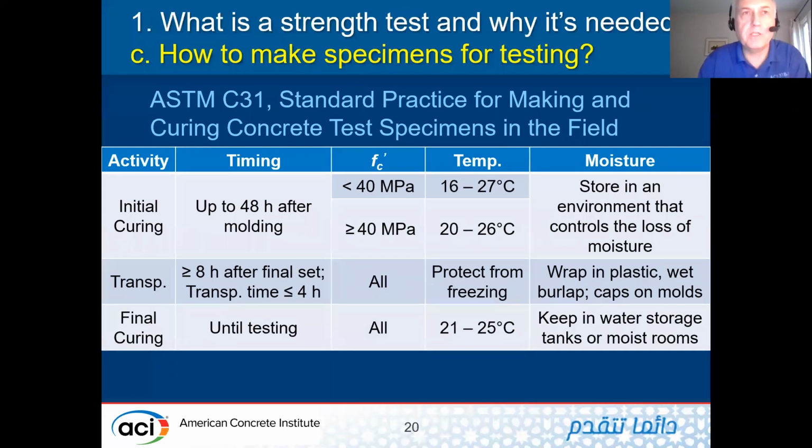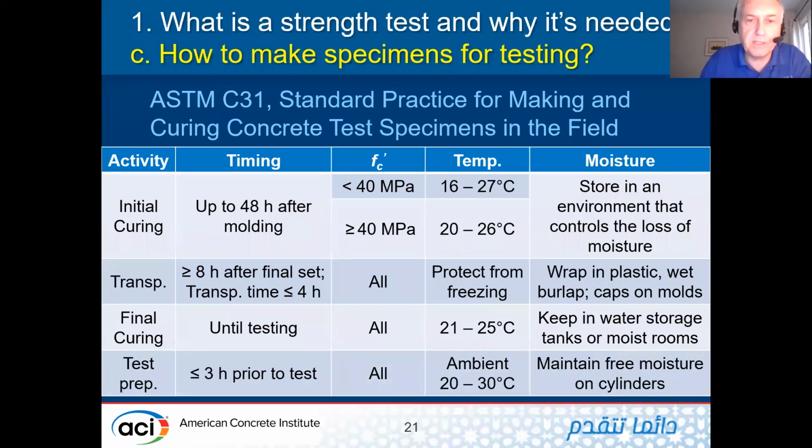Final curing is when the specimens are stored in the laboratory condition. The very tight temperature requirements, 21 to 25 degrees Celsius. And the specimens are typically kept in the moist room or in water storage tanks. Just before the testing, the specimens can be taken out from the moist room or the water storage, but not more than 3 hours. There's a little bit wider temperature range that can be maintained, and the moisture must be preserved until the testing itself.